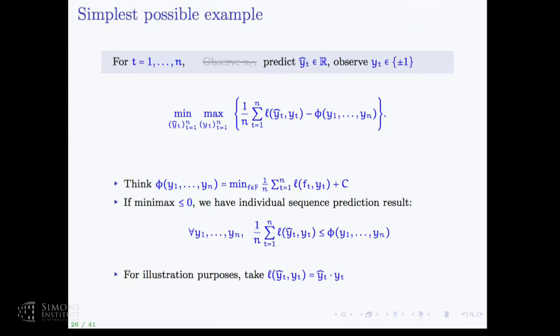And what we've proved is that this is upper bounded not by zero, but by minus expected phi on the random coin flips. And so as long as the minus expected phi is upper bounded by zero, we have the result.